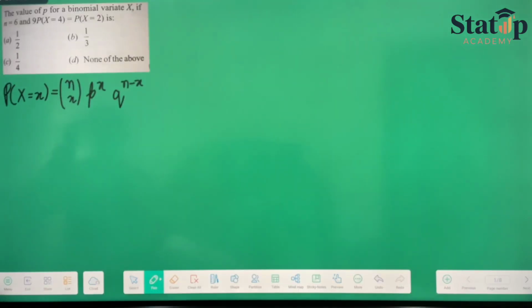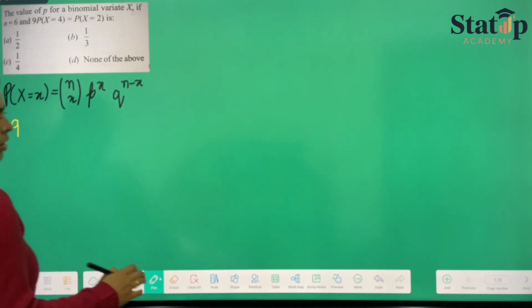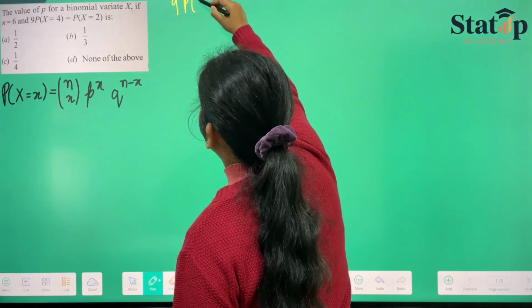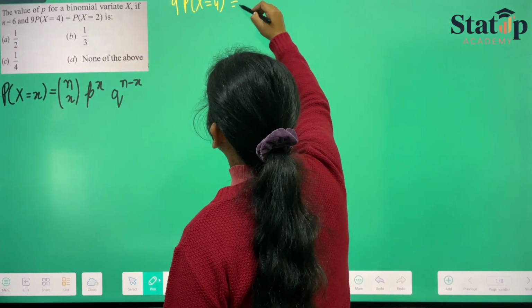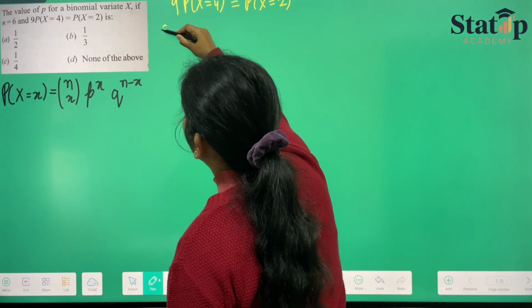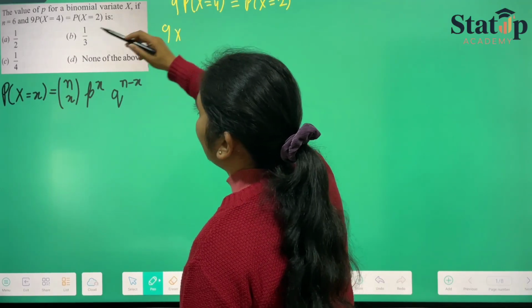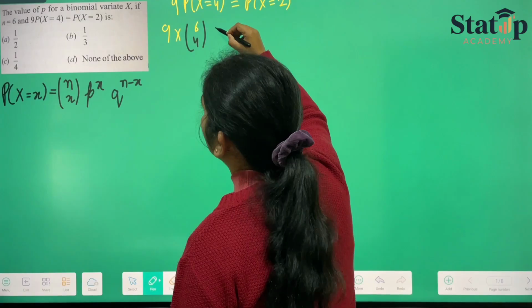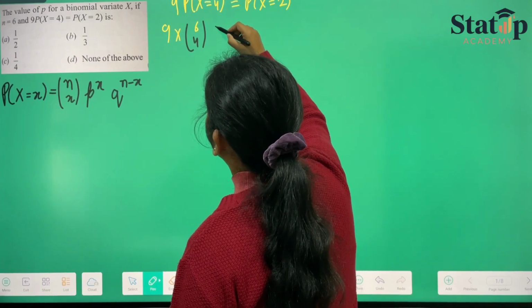So here they have given us this statement, let us write here, 9 into probability of x equals 4 is equal to probability of x equals 2. So we can write it as 9 into nCx, n has been given to us as 6, 6C4 into p.